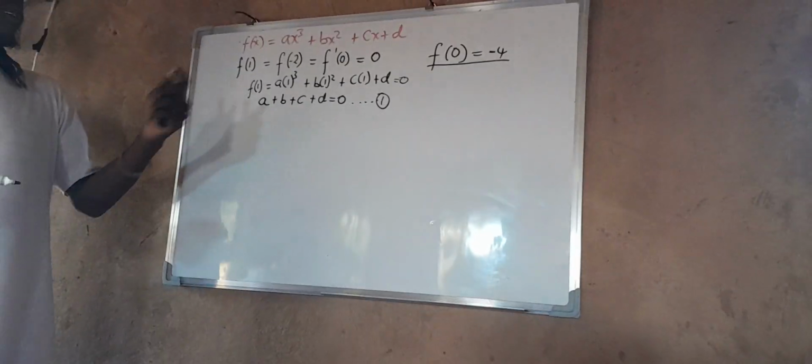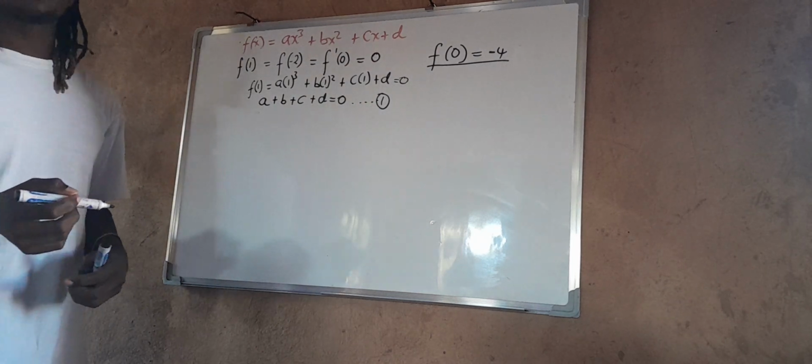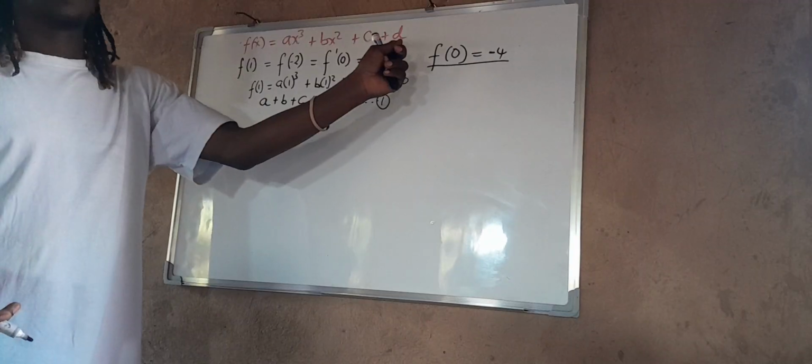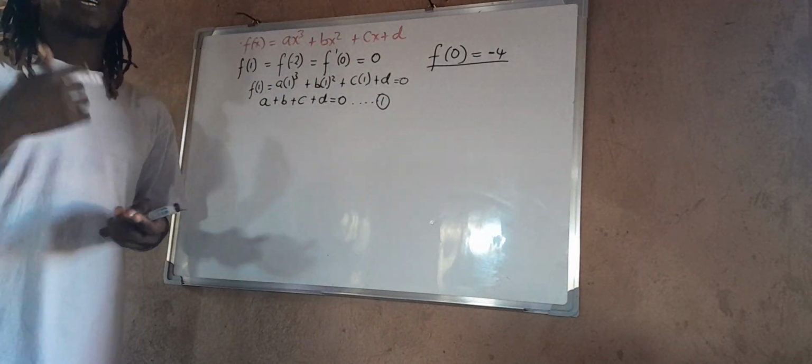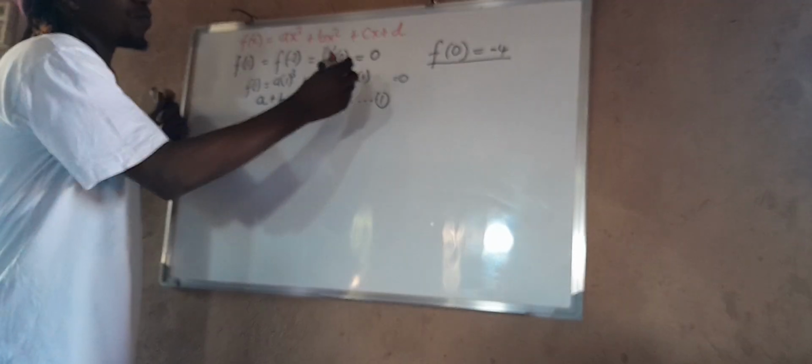But already let's try to eliminate this. f at 0 is equal to negative 4. What does it mean? If we substitute 0 in the place of x, we are going to get what? Negative 4. So it also makes sense that this negative 4 is which value? d, right? So first of all, we can just substitute the value of d as negative 4.